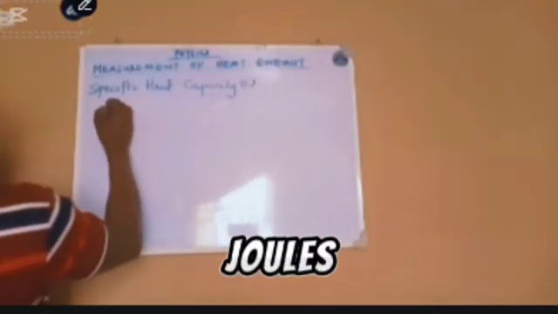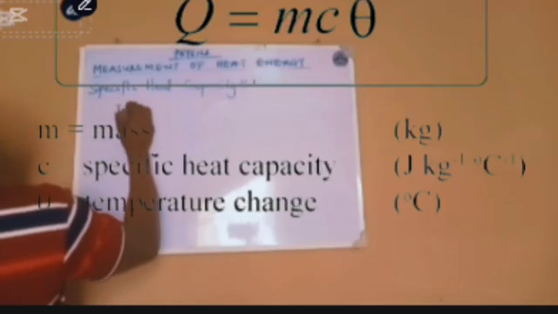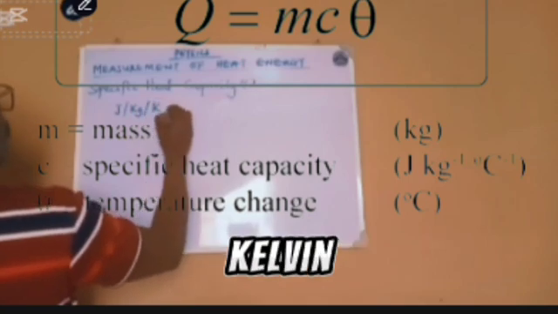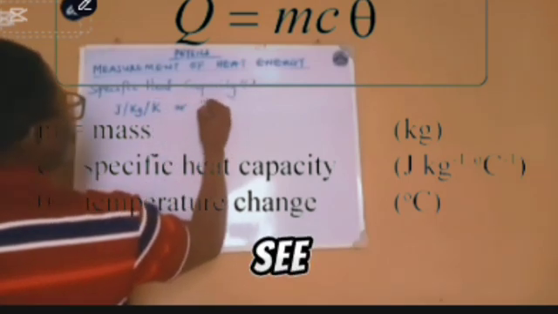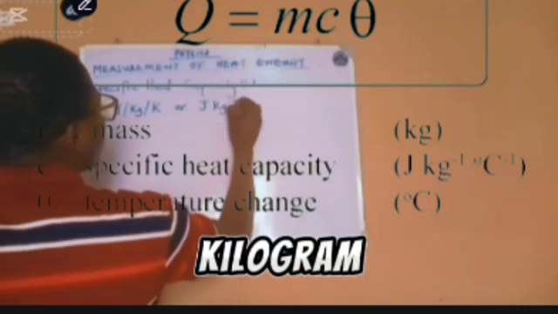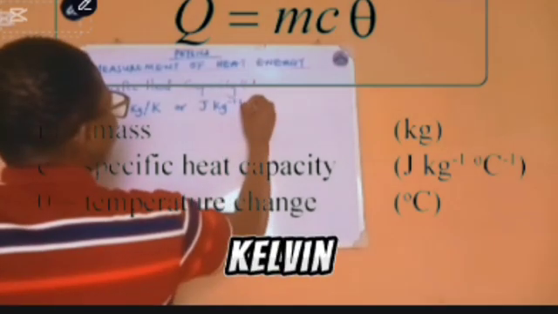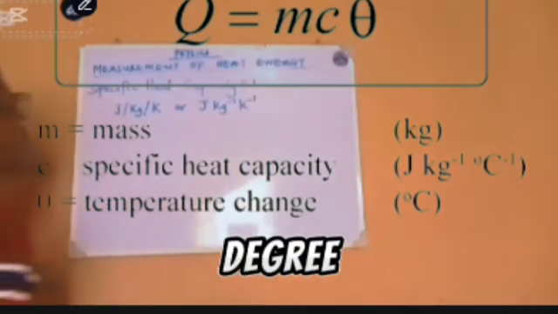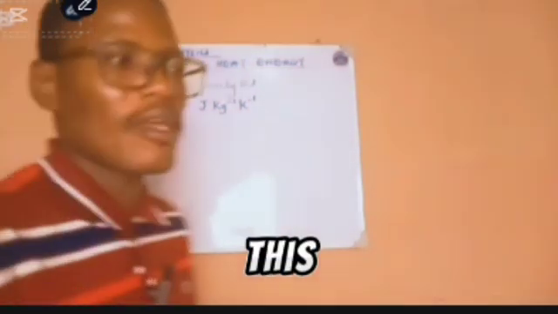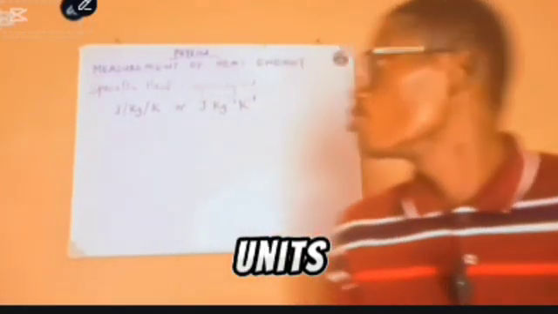And the unit of specific heat capacity is what? Joules. Look at the unit here. Joules per kilogram per Kelvin. Or you write it this way, joules per kilogram per Kelvin. This could be per Kelvin or per degree Celsius. So how do we come about this unit?